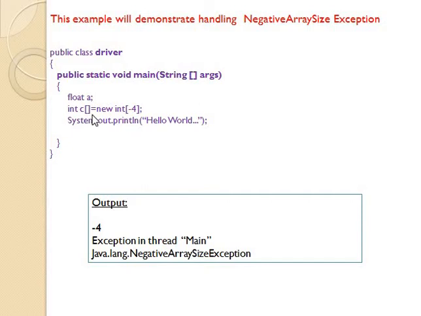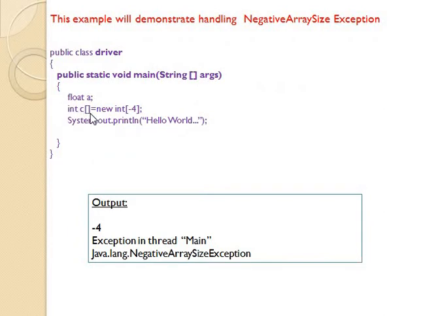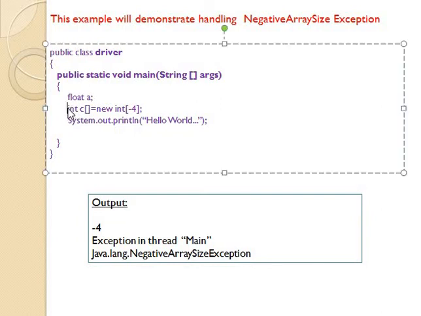In this statement, an integer array c has been declared with the size as -4. Now, as I have already explained, whenever an array is created with a negative size, it produces a NegativeArraySizeException. So this statement, which declared an integer array c with the size as -4, also produces the NegativeArraySizeException. And the program stops immediately at this point, skipping the next statement, which was supposed to print the text "Hello World." Let me highlight it. This is the statement where the exception has occurred.